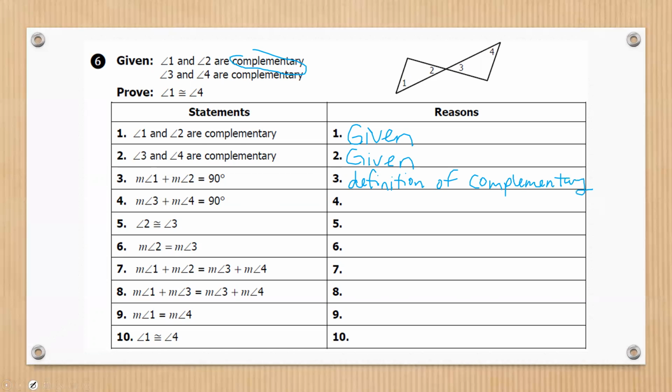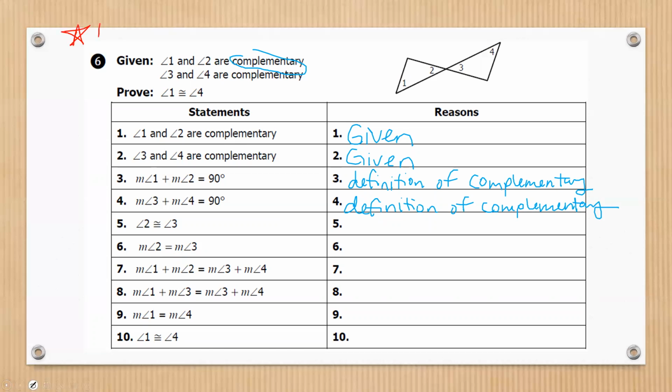We know that angle 3 and angle 4 are complementary, which means they add up to 90. So again, this is the definition of complementary. Now, angle 2 congruent to angle 3. All right, here's another trick or tip for writing proofs. I would write this or add this to the list that you have.